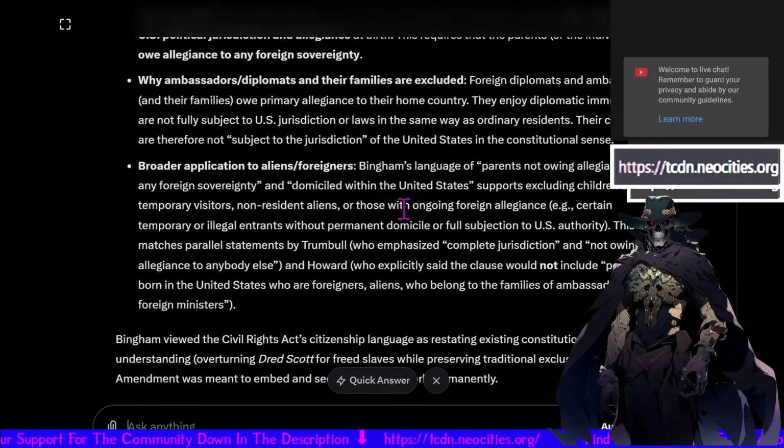Anyways, broader application of alien foreign becomes language of parents not owing allegiance to any foreign sovereignty and domicile within the United States, supports excluding children of temporary visitors, non-resident aliens, or those with ongoing foreign allegiance, such as certain temporary or illegal entrants without permanent domicile, fully subject to U.S. authority, or those with ongoing foreign allegiance.